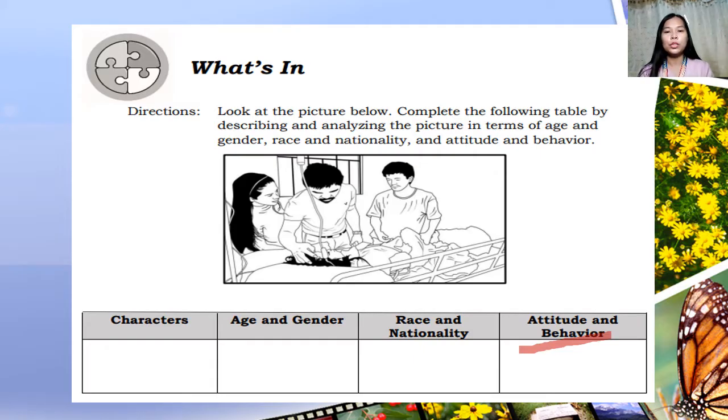The same thing with the other items we are asked to complete in this table, we still have to be very careful in giving the correct quality, attitude, and or behavior of that certain character. And we can give that by analyzing and studying the picture itself, so that we can be correct in giving the answer for this activity.